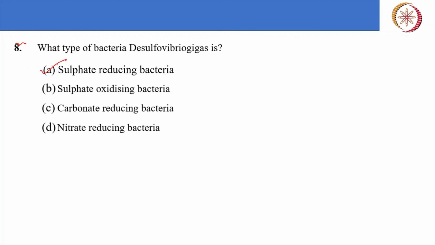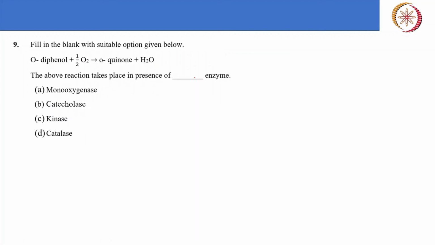Sulfate reducing bacteria is one kind of bacteria that can perform anaerobic respiration utilizing sulfate as the terminal electron acceptor and reducing it to H2S. So basically the sulfate group is reduced to H2S. Okay, so this is a sulfate reducing bacteria, as I have told.